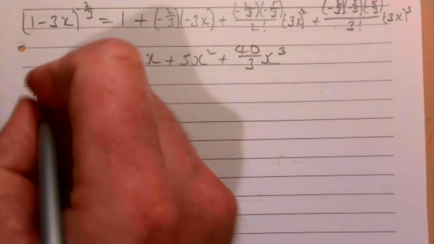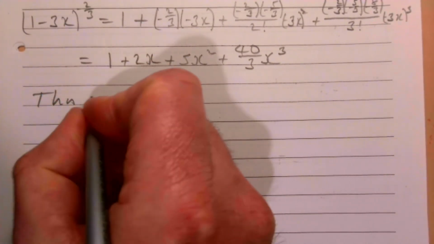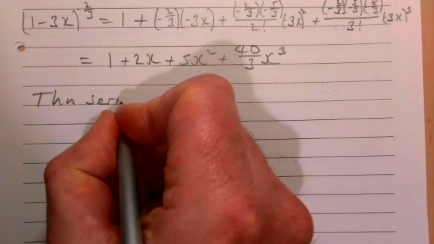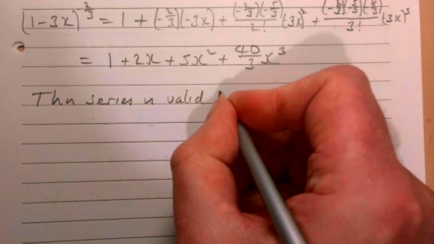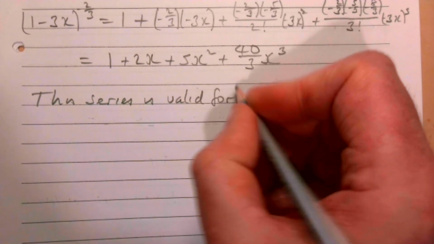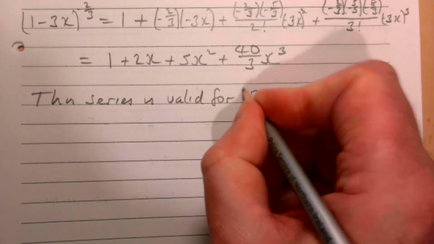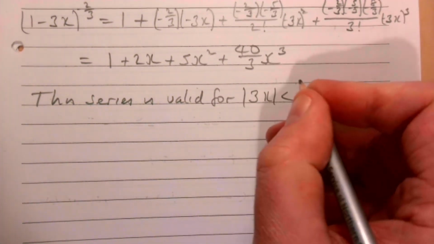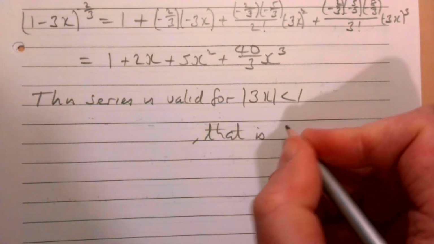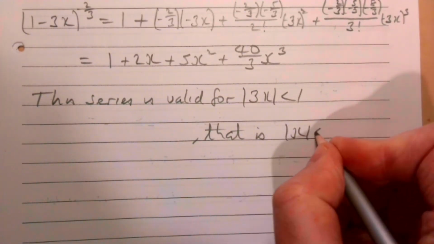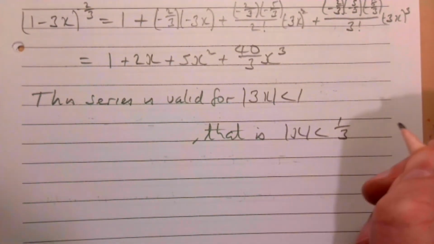This series is valid for 3x less than 1, that is, modulus of x is less than a third.